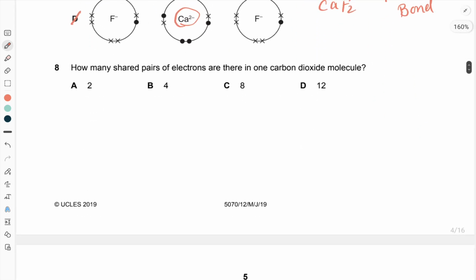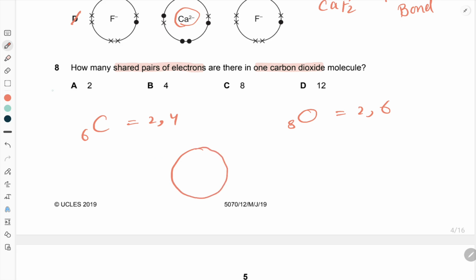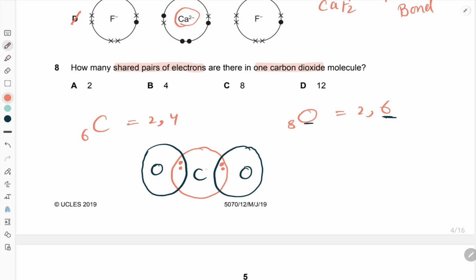How many shared pairs of electrons are there in one CO2 molecule? Carbon has atomic number 6, configuration 2, 4. Oxygen has atomic number 8, configuration 2, 6. One carbon needs 4 electrons to complete its octet, whereas one oxygen needs 2 electrons. So there will be 2 oxygens. This is carbon. These are the oxygens. Carbon has 4 electrons. It will share 2 electrons with this oxygen and 2 electrons with this oxygen.